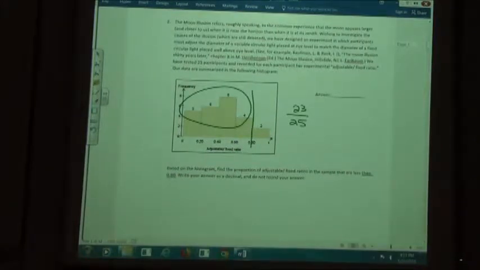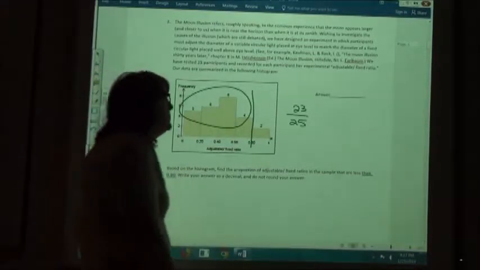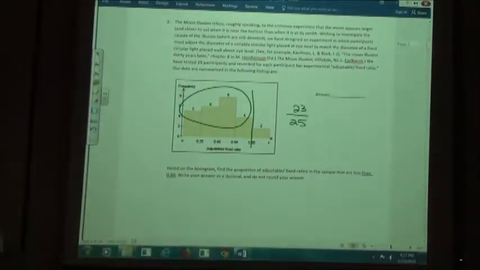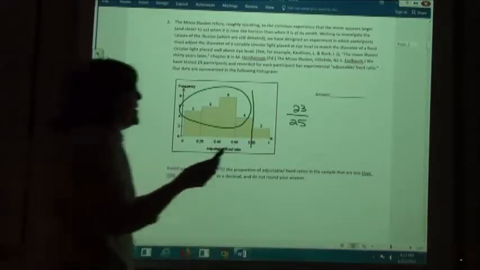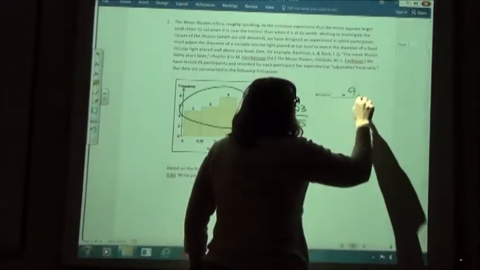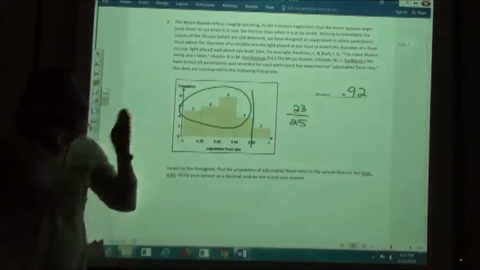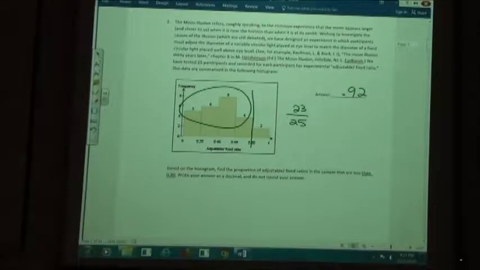If I have 23 out of 25, I now need to change that to a decimal. So I'm going to divide that out with my calculator, and I get 0.92. 92%, or 0.92 since they want it as a decimal, are less than 0.8, right?